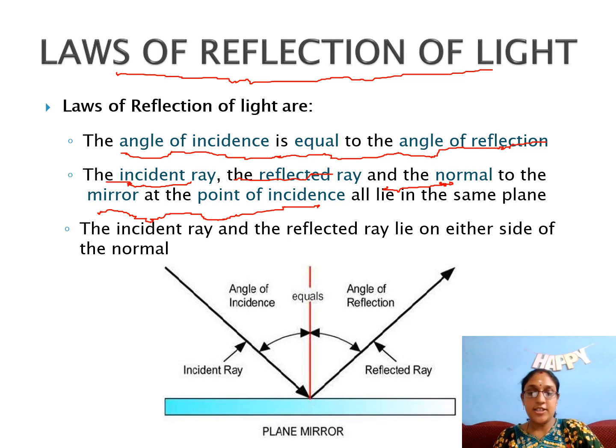It's clear. So this is your incident ray. This is your reflected ray. And this is the angle at which it falls, the angle of incidence. And this will be your angle of reflection. Got it. Clear, no? That is your law of reflection.